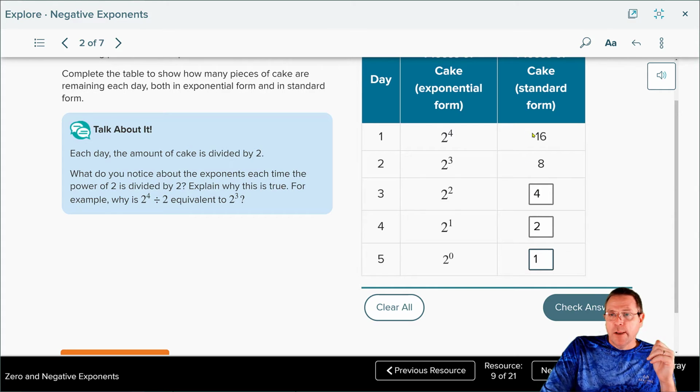Now from here, you notice each time we drop our exponent over here, what's happening to our numbers over here? They're getting smaller. So when we go into a negative exponent, these numbers can only get smaller yet.